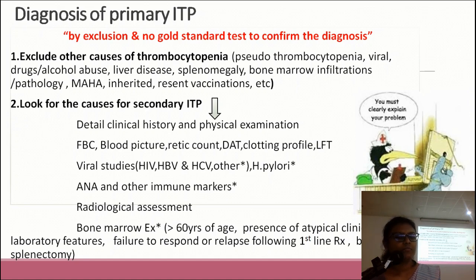So before diagnosing ITP, we should look at all these thrombocytopenic causes and exclude them, as well as, if you suspect primary ITP, exclude the secondary causes as I mentioned before. So a detailed clinical history and physical examination is a must. Then follow with the investigations: full blood count, blood picture.